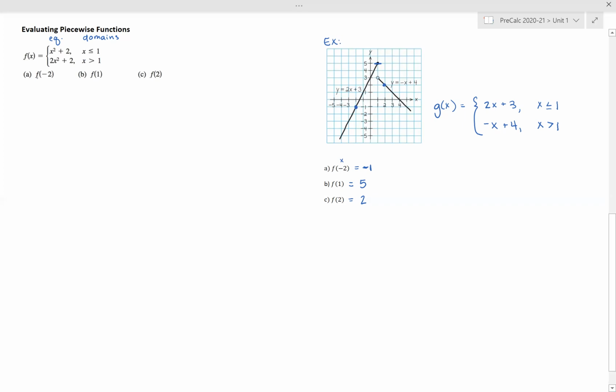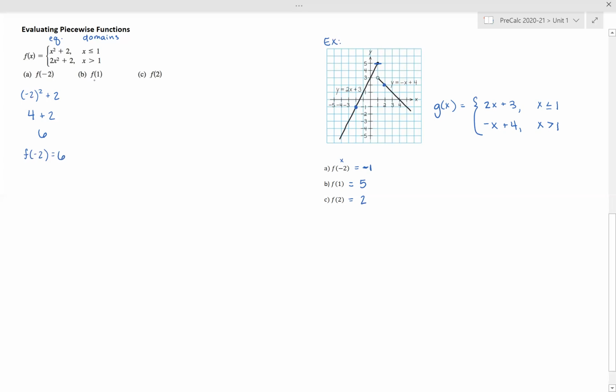So now if I want to evaluate this, I have to pay close attention to my domains. If I want to know what is f of negative 2, I want to know which domain does negative 2 fall into. So is negative 2 less than 1 or is negative 2 greater than 1? Well, negative 2 is less than 1. So I'm going to plug it into the first equation. Negative 2 squared plus 2. I get 4 plus 2 is 6. So f of negative 2 is equal to 6.